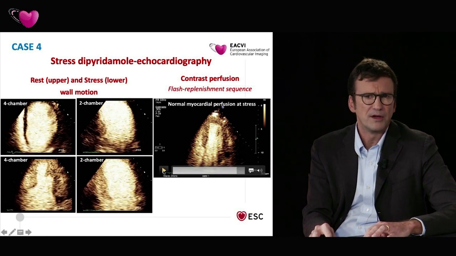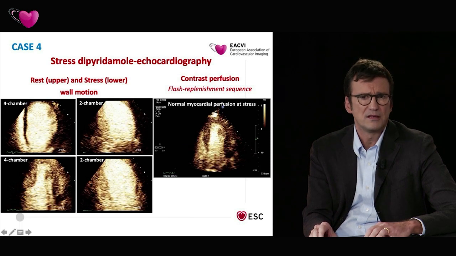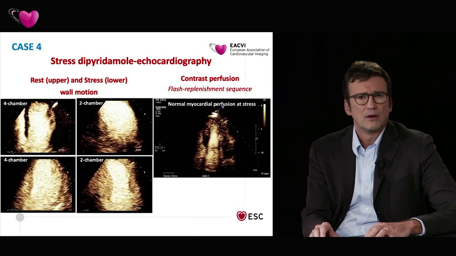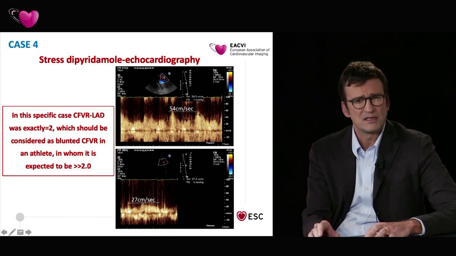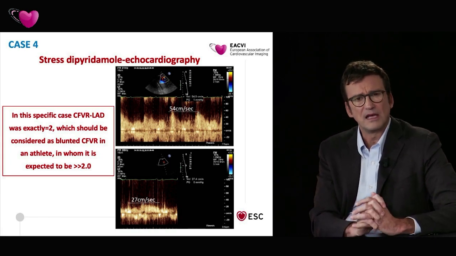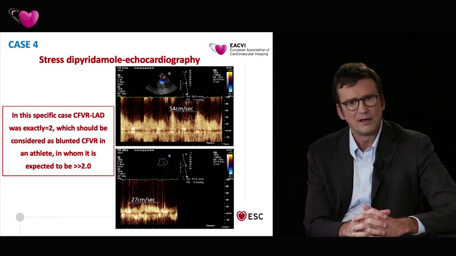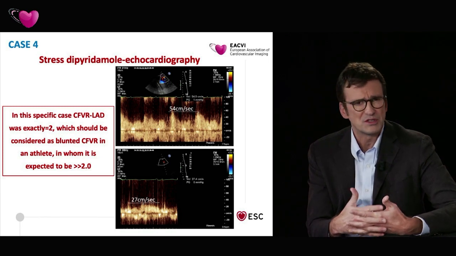This is a normal myocardial perfusion at stress. So it is normal for wall motion, we are happy with that. It's normal with perfusion, and we are happy with that. And we measure, this is the systole and this is the diastole at rest, and this is the systole and this is the diastole at stress. And we see a 2.0 CFR in the LAD, which is not normal in an athlete. It's normal in an old man or in an adult who's not exercising, but in a marathon runner, you would expect much more than this.